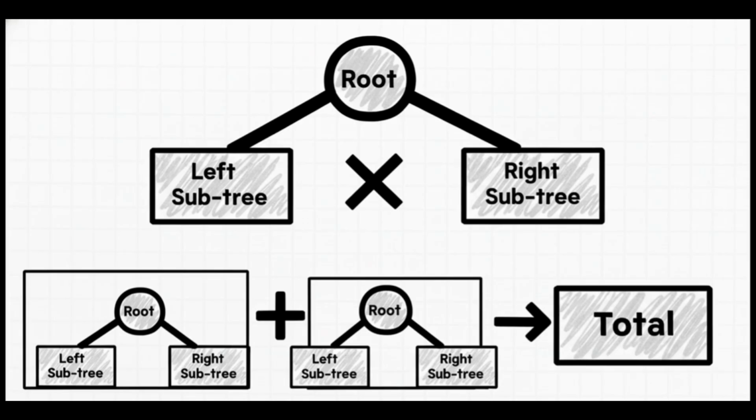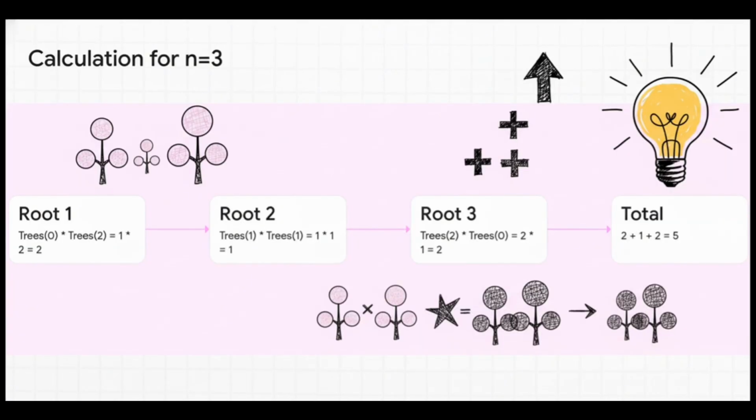Here it is. The total number of trees you can make is just the sum of the possibilities for every single choice of root. And for any one of those roots, the number of combinations is the number of ways you can arrange the left side, multiplied by the number of ways you can arrange the right side. Okay, let's put this pattern to the test and see if it actually gives us 5 for n equals 3.